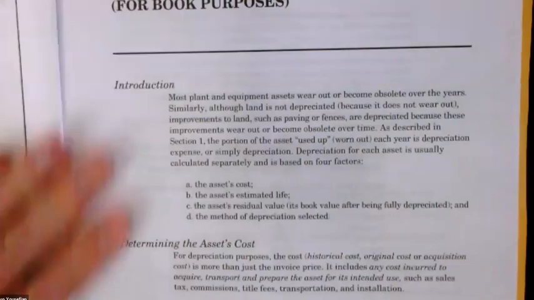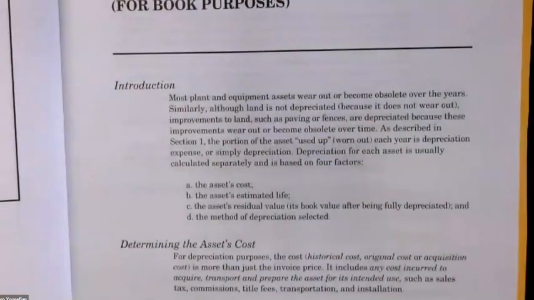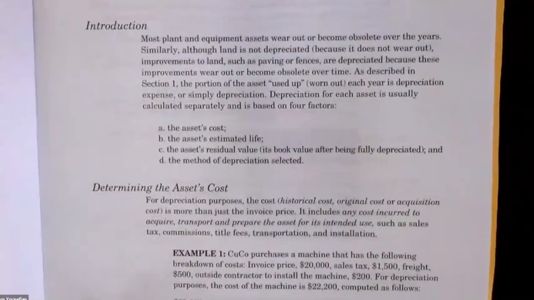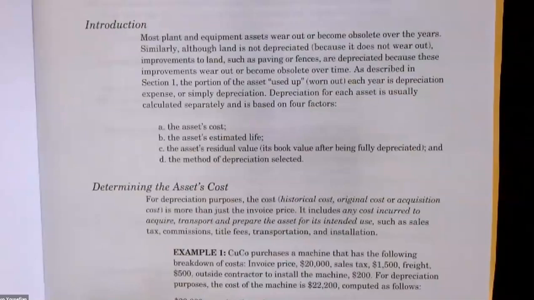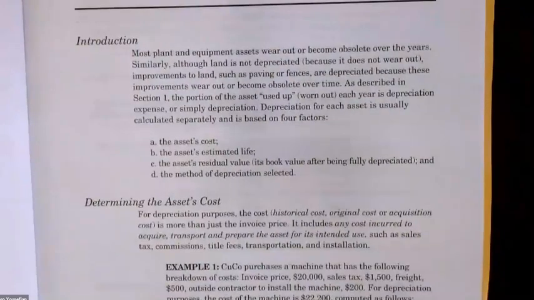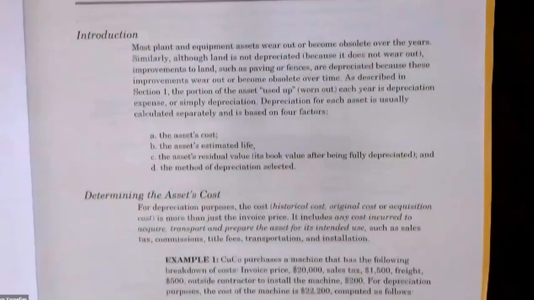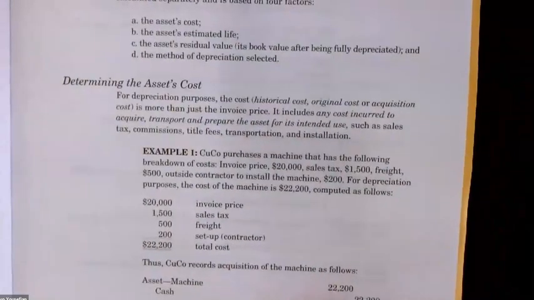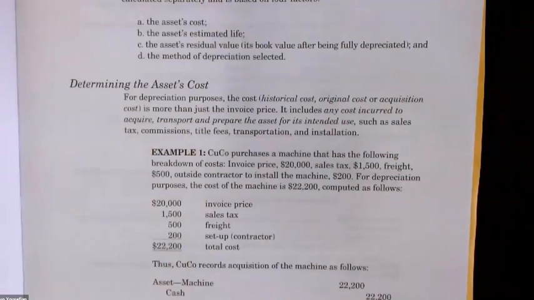Section 2 is talking about depreciation under GAAP for book purposes. Probably you know this by now, but it's a good review anyway for us, right? So let's look at this example so we can have the talking point.